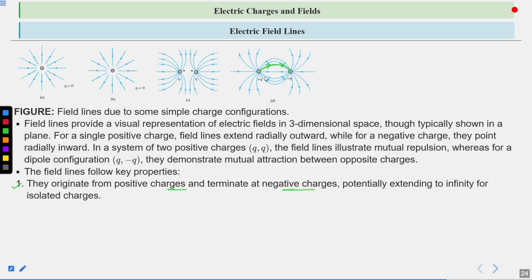I hope this is clear. Originate from positive charge and terminate at negative charge. Potentially extended to infinity for isolated charges.